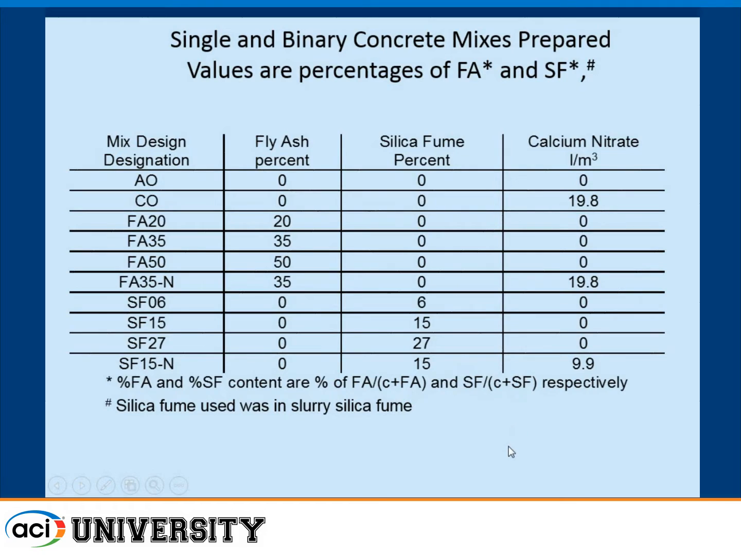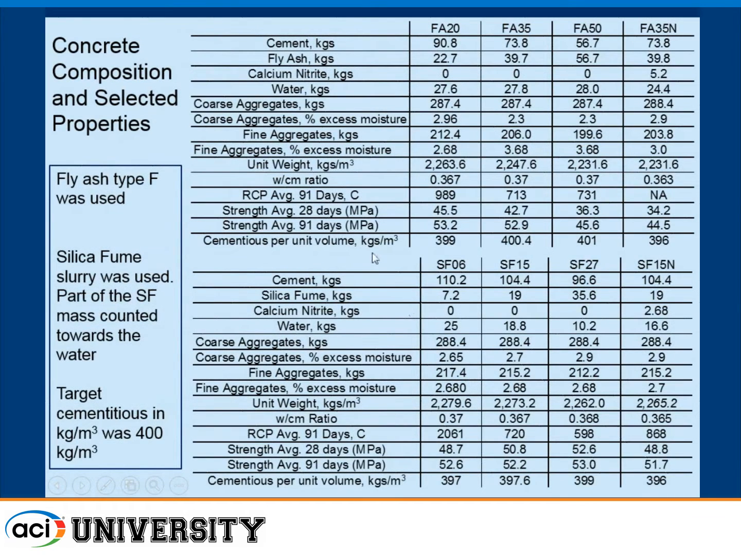And a note: by looking at the numbers, I was trying to figure out why the percent of silica fume was so large. Turns out that in this particular study, which actually started long before I joined FAU, they used silica fume in a slurry form, okay? And that is going to become a little more clear here, where a fraction of the mass was used towards the water. You can see here the amount of water is significantly smaller.